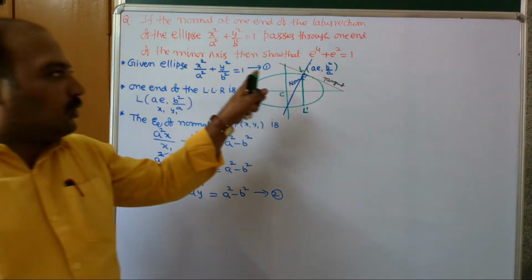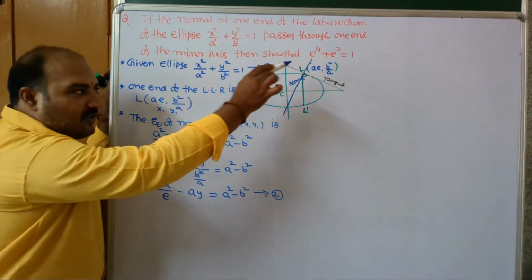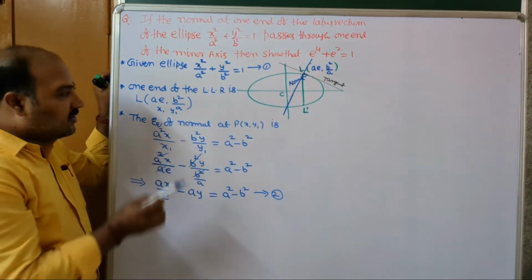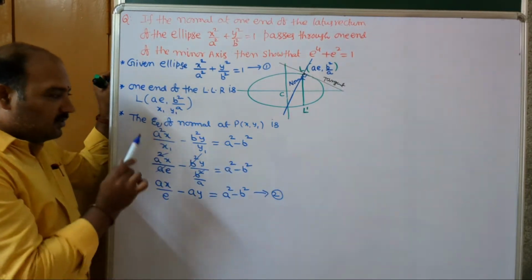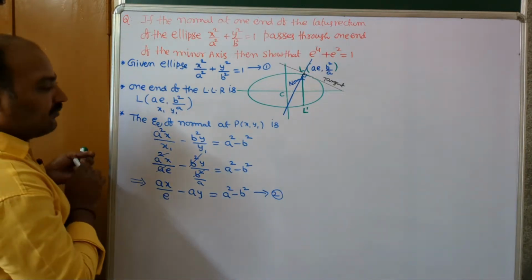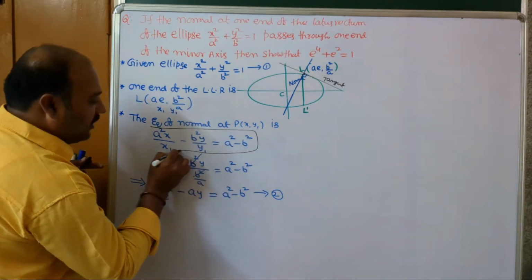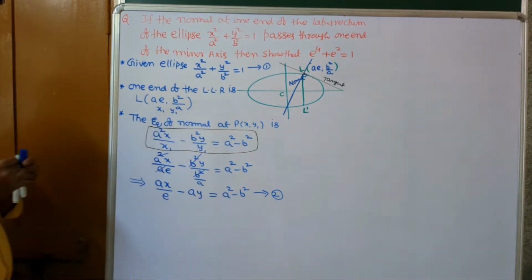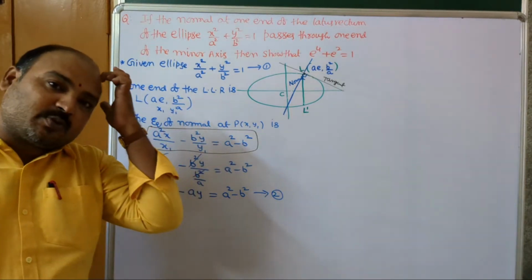So first, the equation of the ellipse we have taken. Next, one end of the latus rectum we have taken, that we are assuming as (x1, y1). Equation of the normal. This is a very important formula, dear students. Equation of the normal at (x1, y1), in parametric form: a square x by x1 minus b square y by y1 equal to a square minus b square.